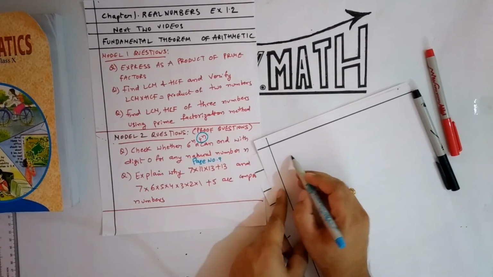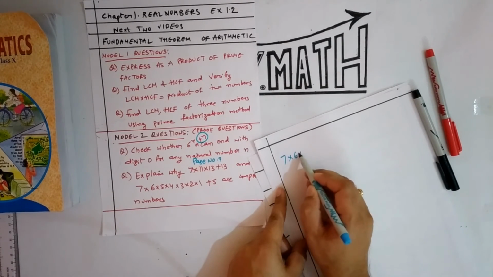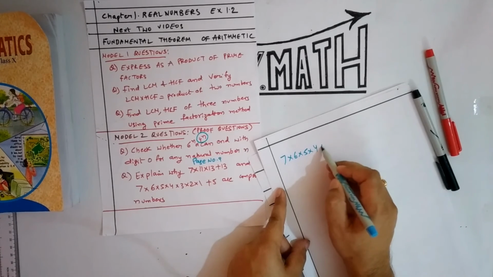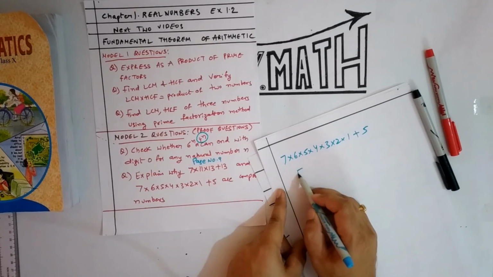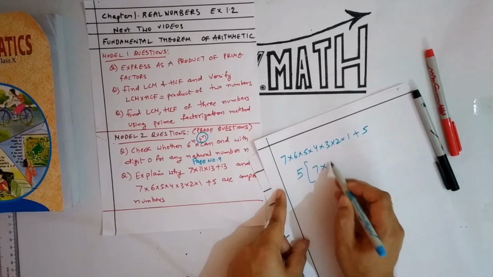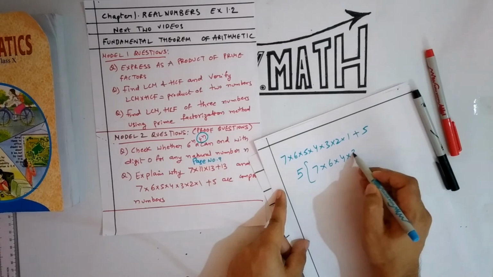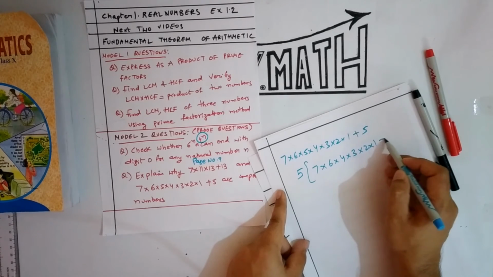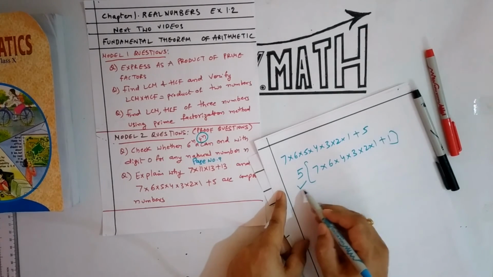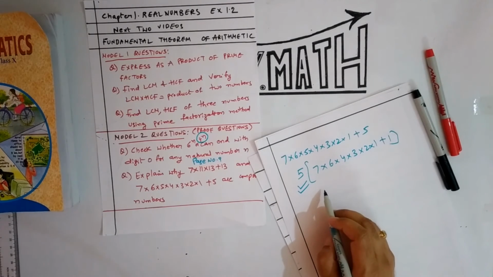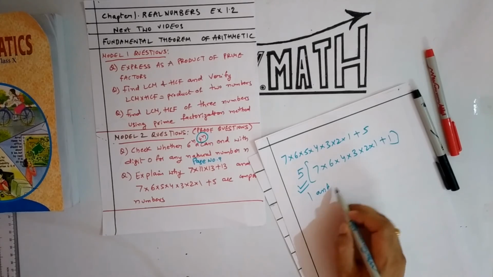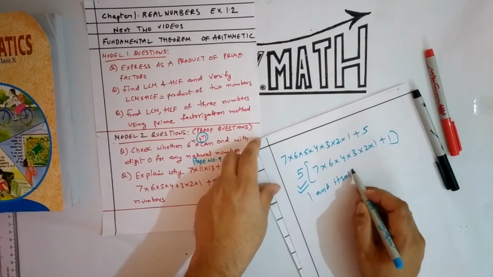Let's check the solution for the second number. 7 into 6 into 5 into 4 into 3 into 2 into 1 plus 5. Let's take 5 common here. 7 into 6 into 4 into 3 into 2 into 1 plus 1. This shows that 5 is a prime number that is common, other than 1 and itself. So this is a composite number.